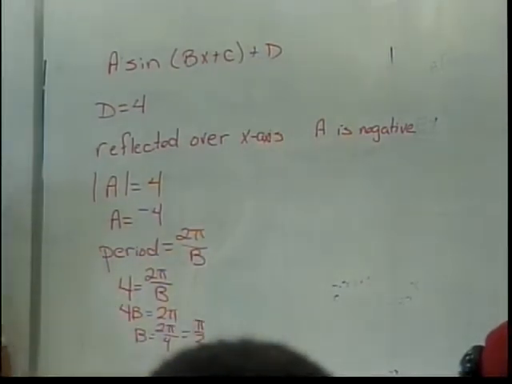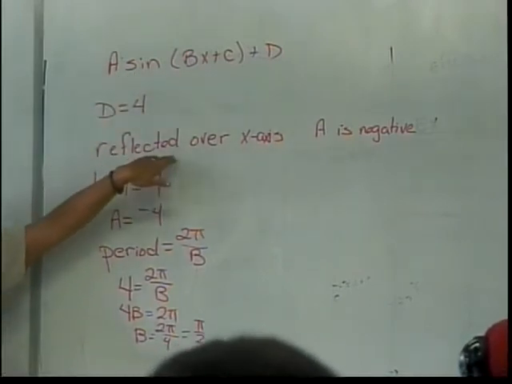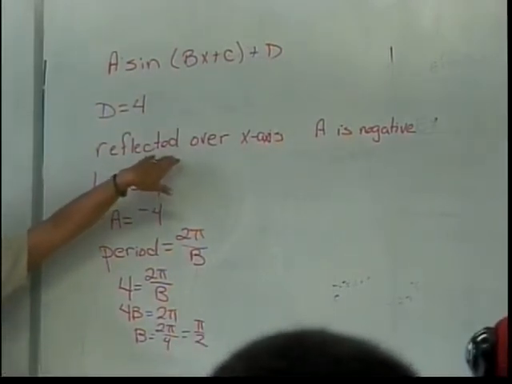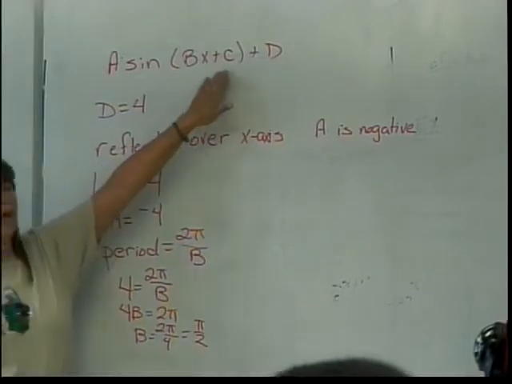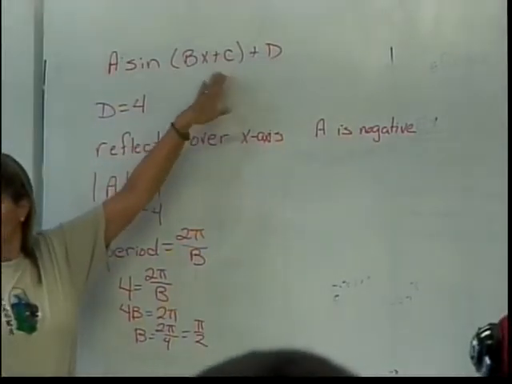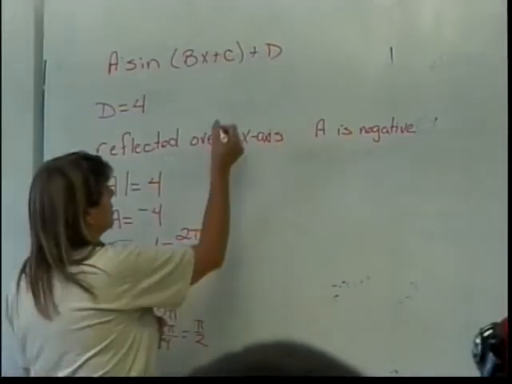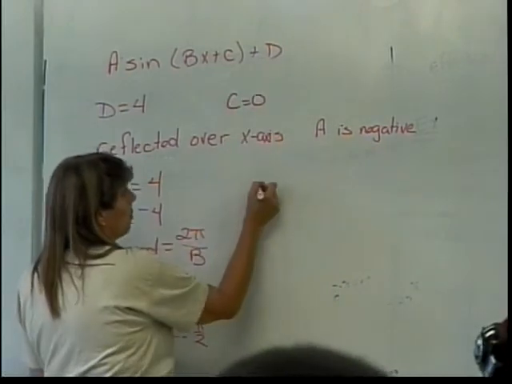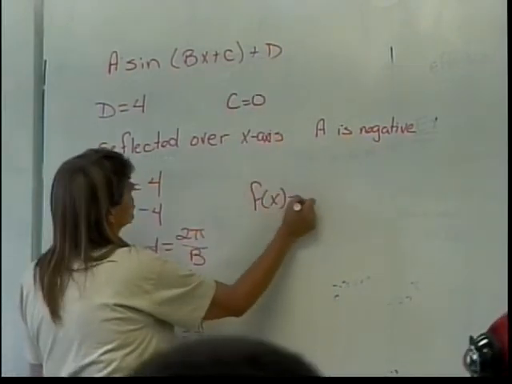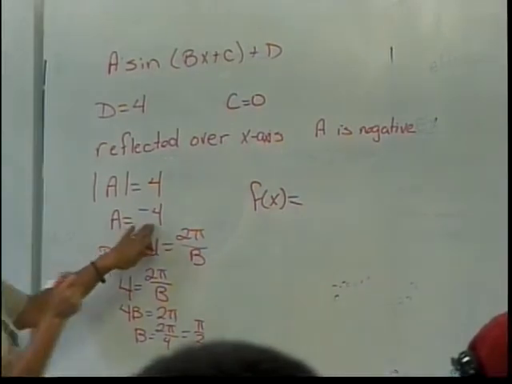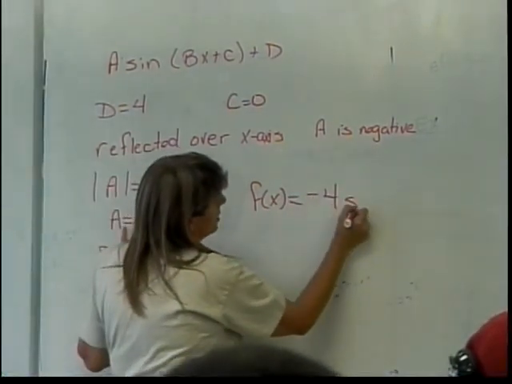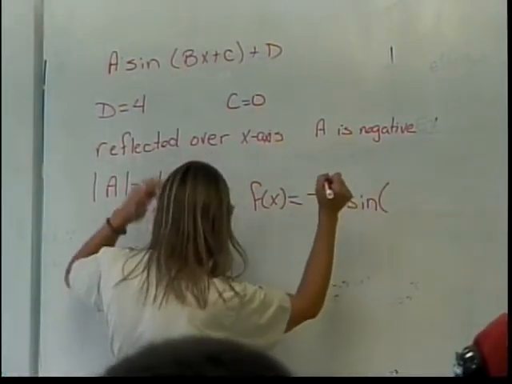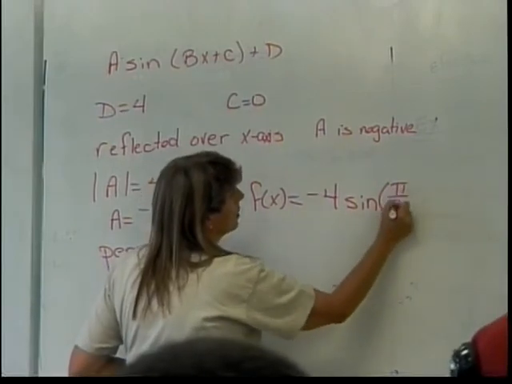Now because I chose a sine function and reflected it over the x-axis, I can do it without anything related to a phase shift, so I can say that C is going to be 0. So my function now, f of x equals negative 4 sine of pi over 2 times x.